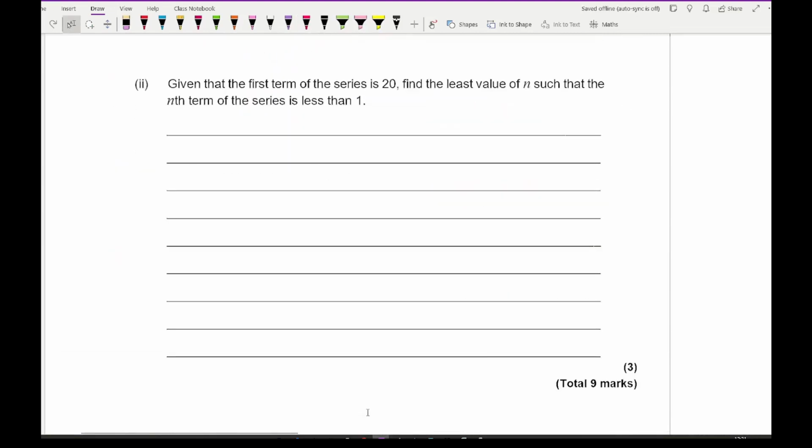Then moving on to part 2, it says given that the first term of the series is 20, find the least value of n such that the nth term of the series is less than 1. So here we know that a equals 20. So from this we know that a times r to the n minus 1 is less than 1. Now substituting the values in, we know that r equals 0.8. So we've got 20 times 0.8^(n-1) is less than 1. So then we've got 0.8^(n-1) is less than 1 over 20.